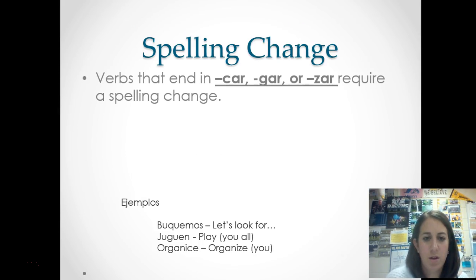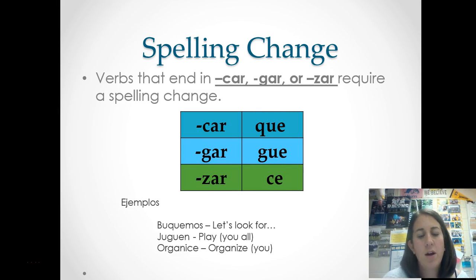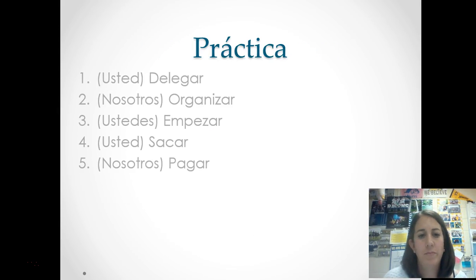Okay, and then last thing we're going to talk about, we've got car gar zar. We're still going to have that spelling change because of that letter E, that silly letter E. So busquemos, let's look for, jueguen. Oh, there should be an E. That should be J-U-E-G-U-E-N. And then organice, saying you organize. So car gar zar, make sure that you say it correctly, but make sure that when you're spelling it, that you spell it correctly. All right, so then I want you to go ahead and practice those five commands. So change those verbs into commands for us, please. Remember that you are going to use our car gar zars.